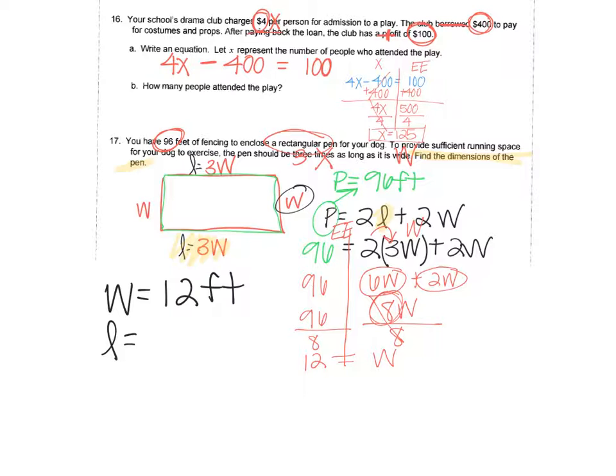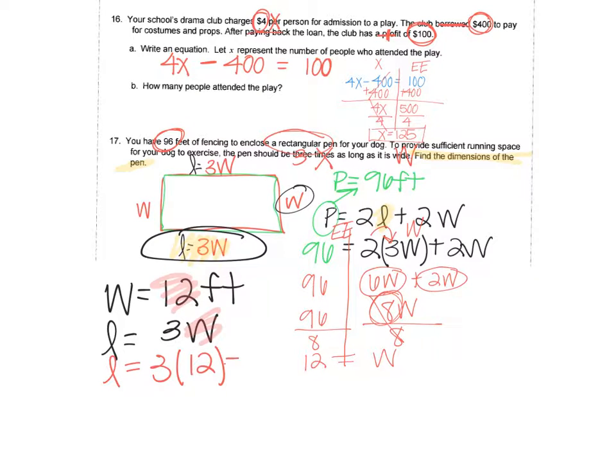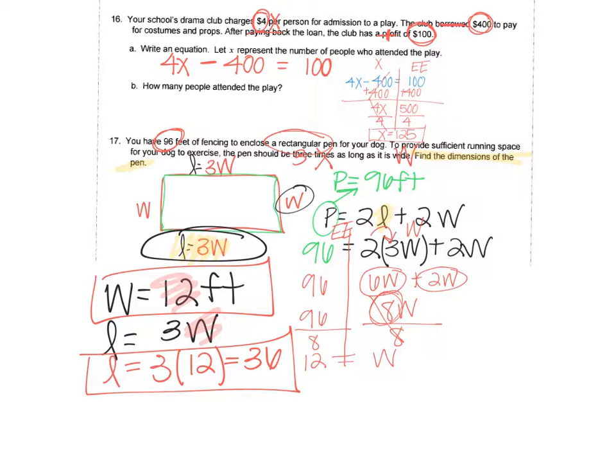How would I do that? Well, I know the formula, length equals 3W, and I know W, so couldn't I just plug in what I know for W into here? Yeah, let's do it. So length is really 3 times 12. 3 times 12 is 36. So width of 12 and a length of 36.